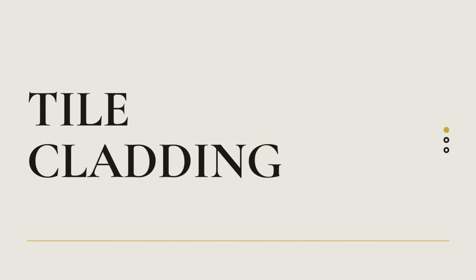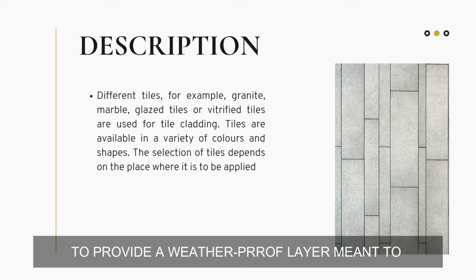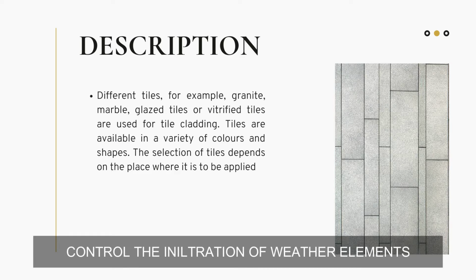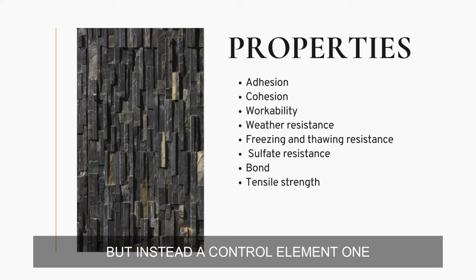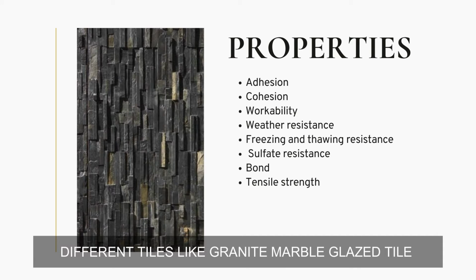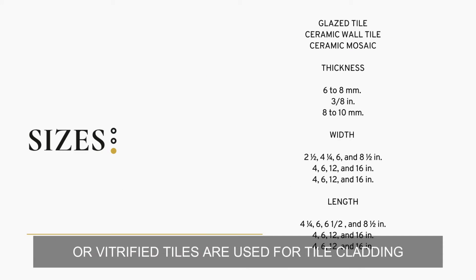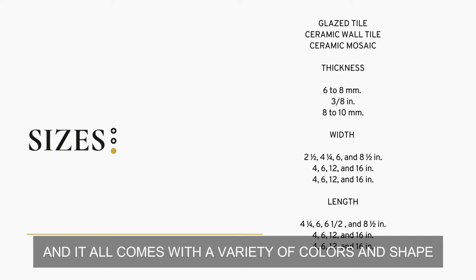After wood paneling, we have the tile cladding in the list. Cladding is the covering of one material with another, to provide a weatherproof layer meant to control the infiltration of weather elements. Well, it doesn't necessarily have to provide waterproof protection, but instead a control element one. Different tiles like granite, marble, glazed tiles, or vitrified tiles are used for tile cladding, and it all comes in a wide variety of colors and shapes.